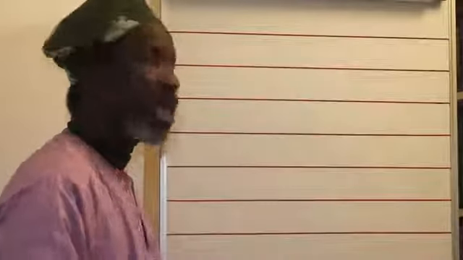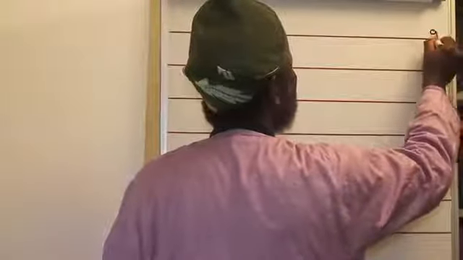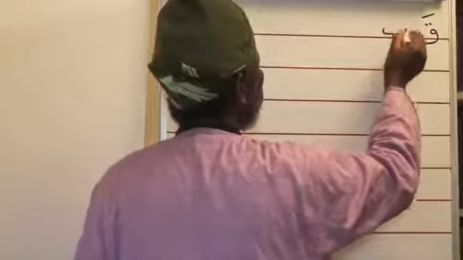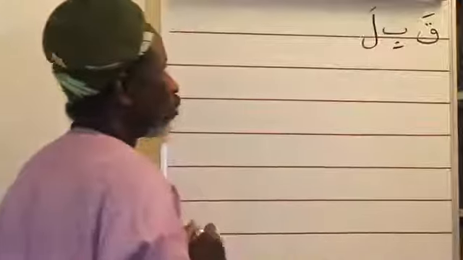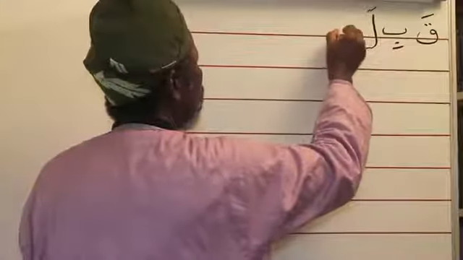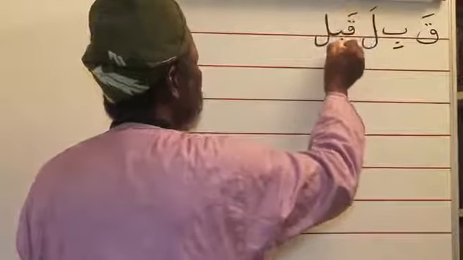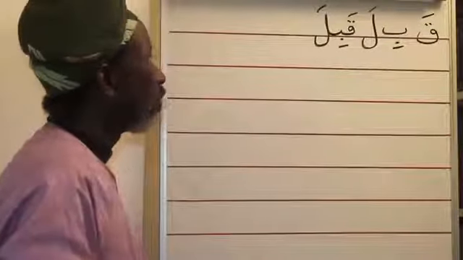Next, on page 38, we start with letter Qaf. So Qaf, the beginning will be Qabila. Qa. B. La. Qabila. Join. Qa. B. La. Qabila. Let's now do Qaf in the middle.